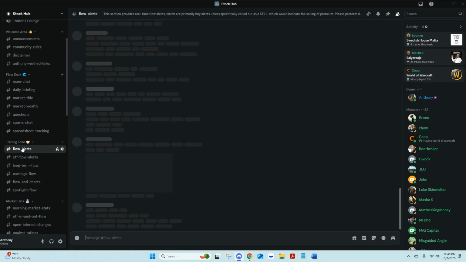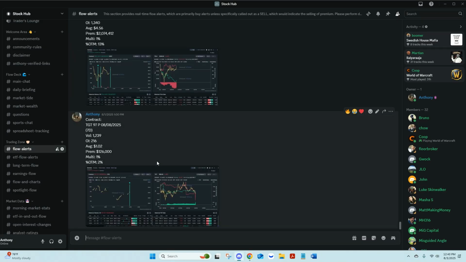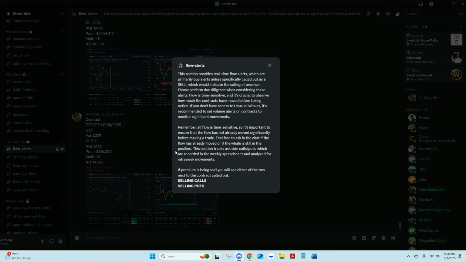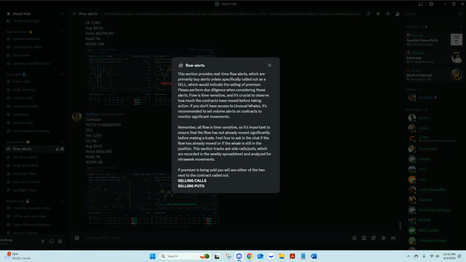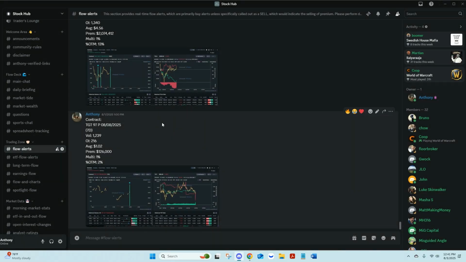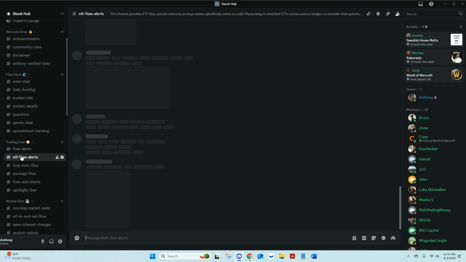Flow alert. This is one of the bigger changes here. Again, please come up here and look. With this, I'm combining the ask side flow and the bid side flow. Everything is going to be a buy unless it's specifically marked. If you don't see in bold where it says selling calls or selling puts next to this, this is a buy. So you would be buying calls or buying puts.